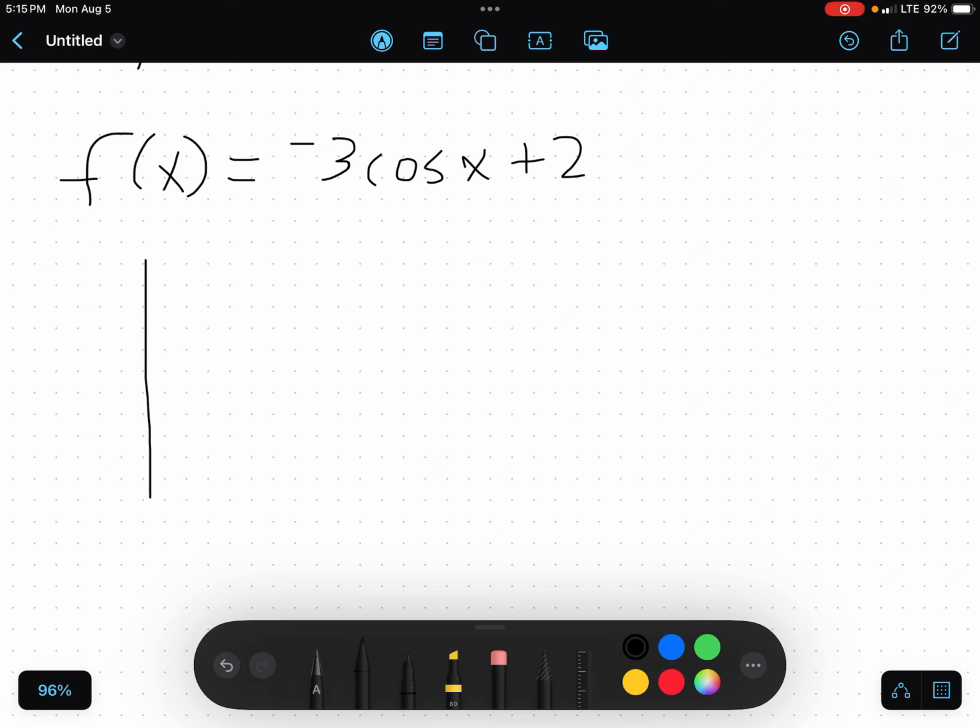So if this is my origin, I know everything's going to be shifted up 2 units from there. So 1, 2. So I'm actually going to erase, if I can find the eraser, there we go. I'm going to erase this line. Even though that is where the x-axis is, I actually want y equal to 2 to be my midline. So I'm going to draw a dotted line here.